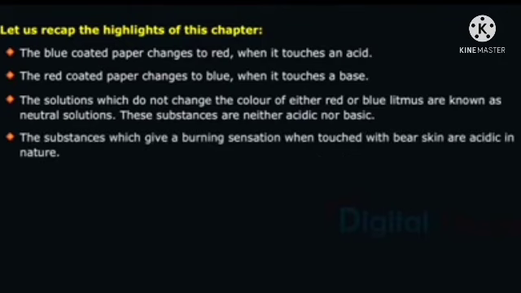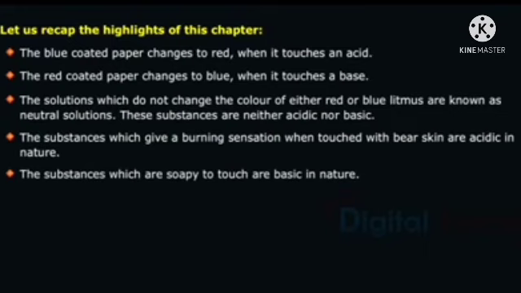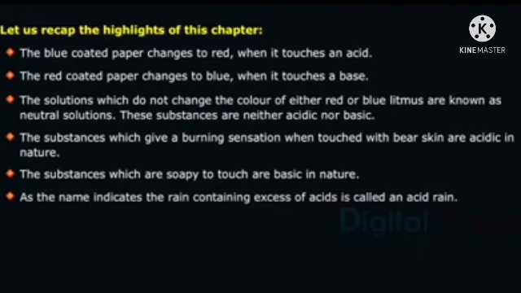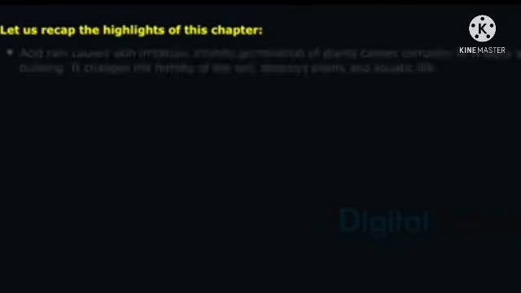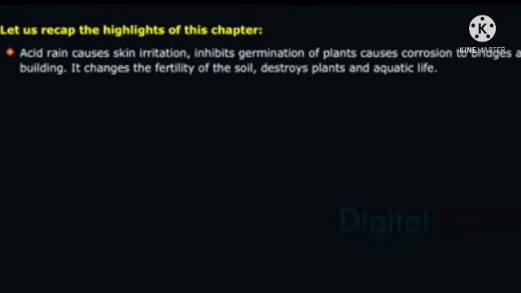A solution which does not change the color of either red or blue litmus is known as a neutral solution. These substances are neither acidic nor basic. The substances which give a burning sensation when touched with bare skin are acidic in nature. The substances which are soapy to touch are basic in nature.